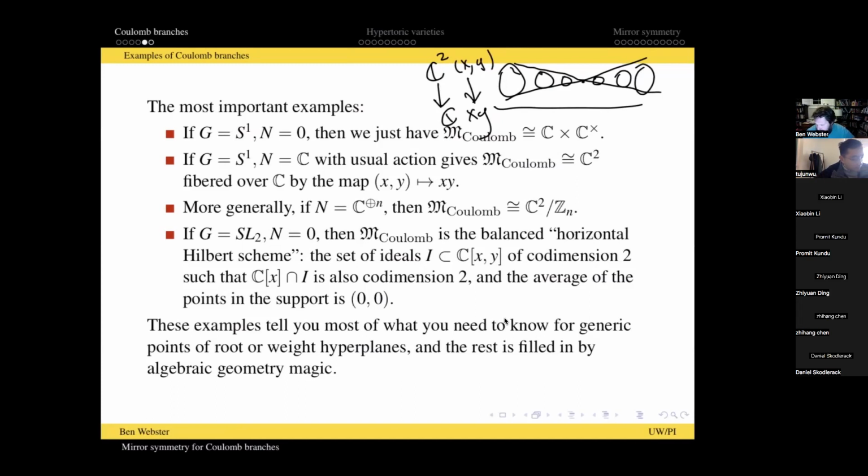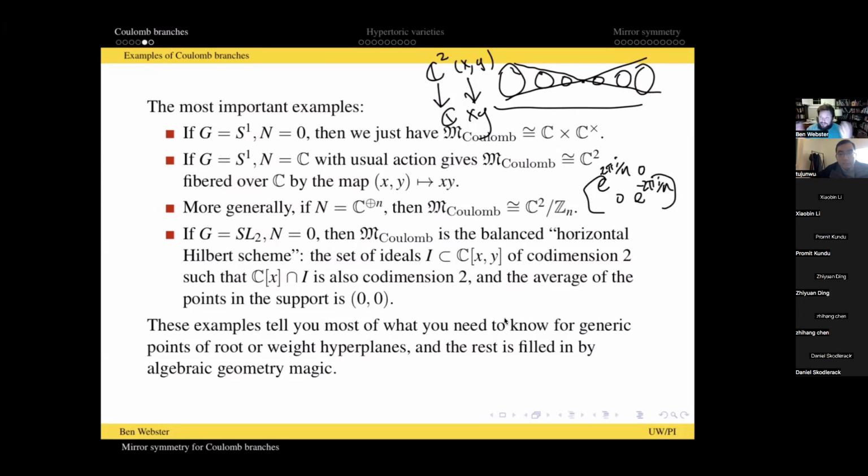More generally, it's going to be kind of hard to draw the difference, but if I start adding in more copies of the same representation, now my weight is vanishing to a higher order. And that's actually reflected in the geometry, that I have more vanishing weights. So instead of just getting C2, I get C2 mod a cyclic group acting symplectically. So it's acting via the matrix. Here's e to the 2 pi i over n. Here's e to the minus 2 pi i over n.